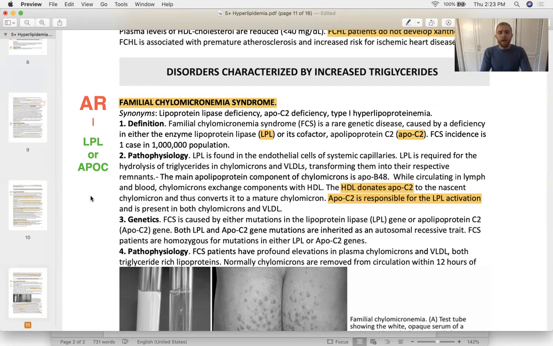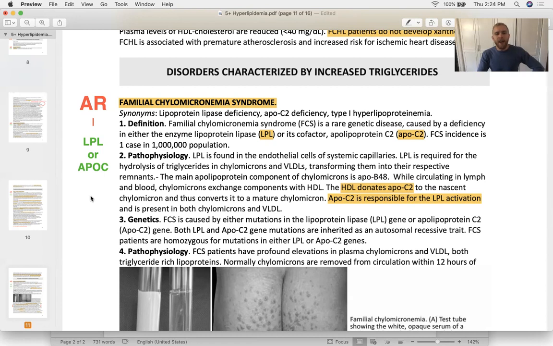ApoC is the protein on the lipoprotein that binds to lipoprotein lipase on the cell surface. And when the ApoC2 on a lipoprotein binds to lipoprotein lipase, that lipase starts cutting up all the fats inside and sucking them up, like how you drink an icy through a straw. That's what lipoprotein lipase does.